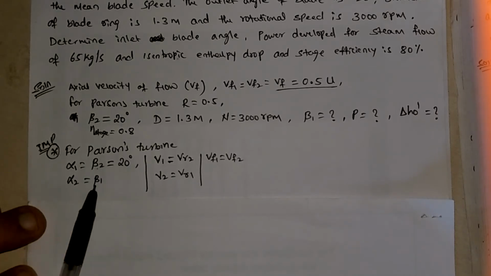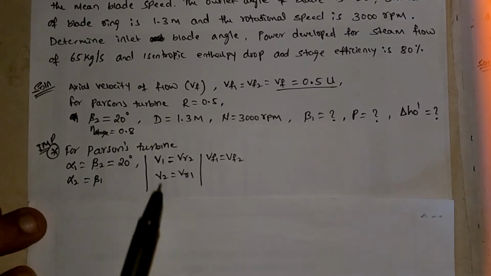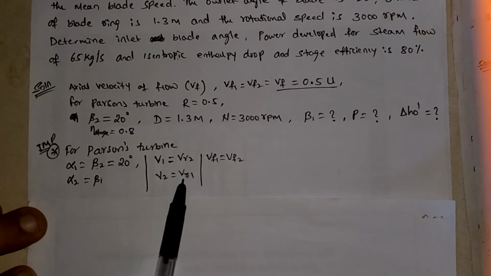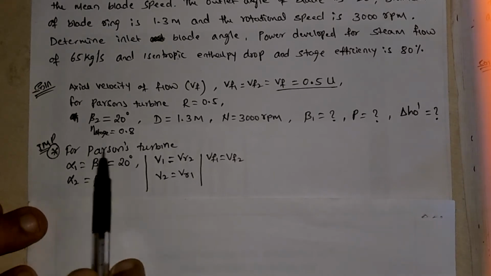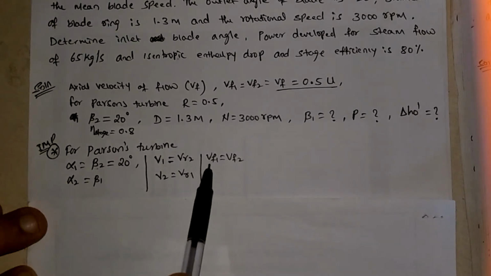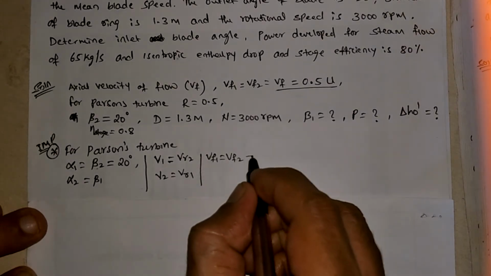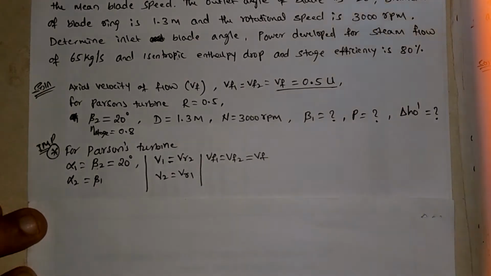Then alpha 2 is equal to beta 1. So this is the second condition for Parsons turbine. Similarly, V1 is equal to VR2, then V2 is equal to VR1, right? So if all these conditions are satisfied, then automatically Vf1 is equal to Vf2. So this, I will consider it as Vf.